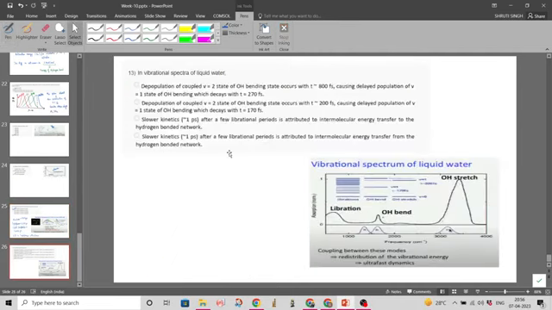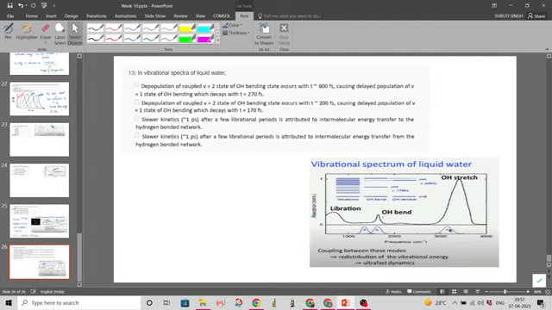Now the last question. In the vibrational spectra of liquid water, depopulation of coupled V equals 2 state of OH bending occurs with tau 800 femtosecond, causing delayed population of V equals 1 state of OH bending, which decays with tau 270 femtoseconds. Or the depopulation of the coupled V equals 2 state of OH bending occurs with tau at 200 femtoseconds, causing delayed population of V equals 1 state of the OH bending, which decays with 170 femtoseconds.